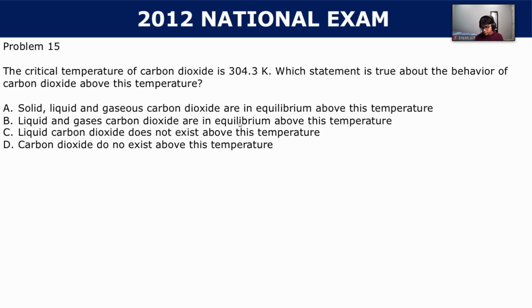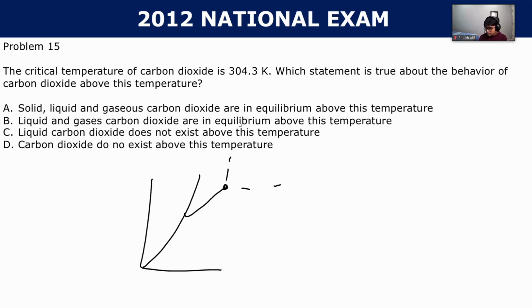The critical temperature of carbon dioxide is 304.3 Kelvin. Which statement is true about the behavior of carbon dioxide above this temperature? So remember, above this temperature, let me just draw this phase chart again. Critical point here. Above this temperature, you have your supercritical fluid. And so let's see which answer choice makes the most sense.